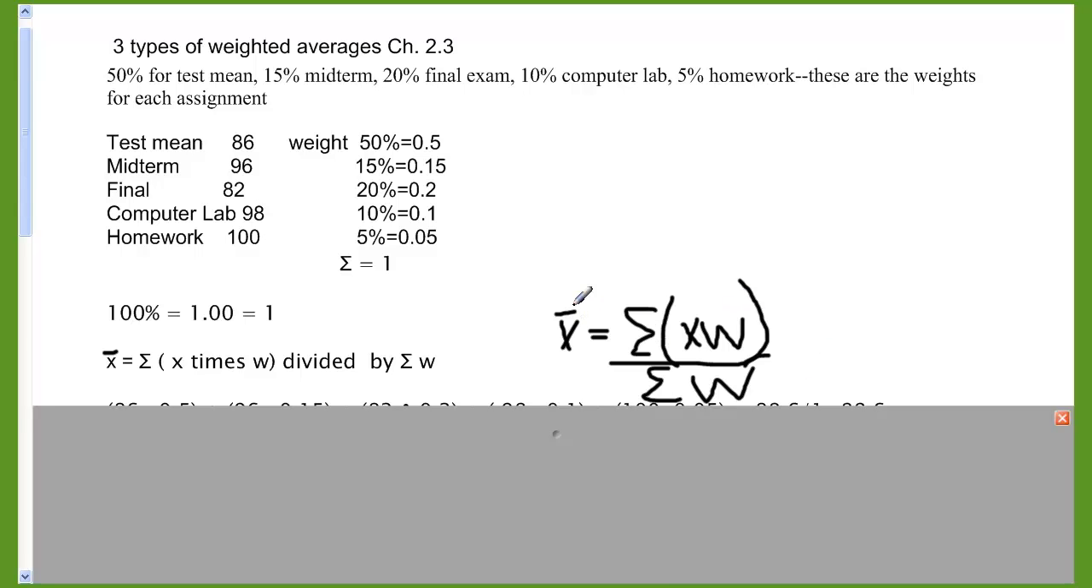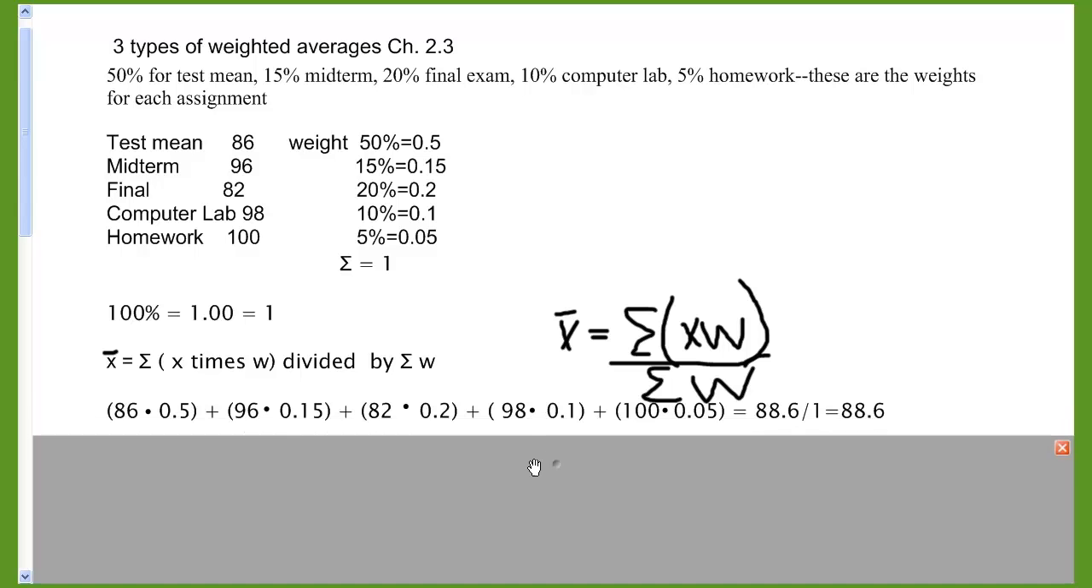And x bar, which is the mean, is going to be equal to the sum of the x times w, and then the sum of the w's is your denominator. Well, here's what that means. It means that you have 86 times 0.5 because that's the weight and the grade. 96 times 0.15 because that's the weight and the grade. Here's the weight and the grade for the final. The weight of the computer lab and the grade of the computer lab. And here's the weight of the homework times the grade of the homework. And you multiply these and then find the sum of all of them, and you'll get 88.6 divided by 1, which is 88.6. So that's the first type.